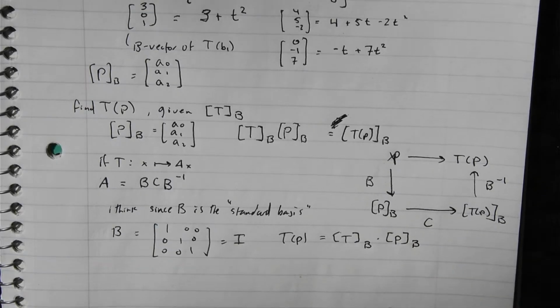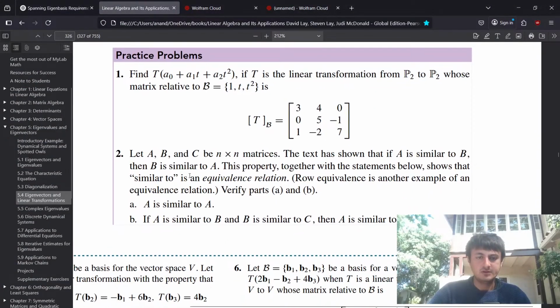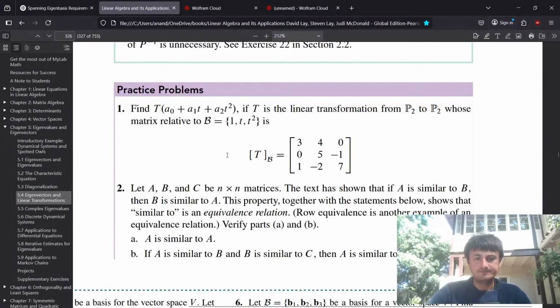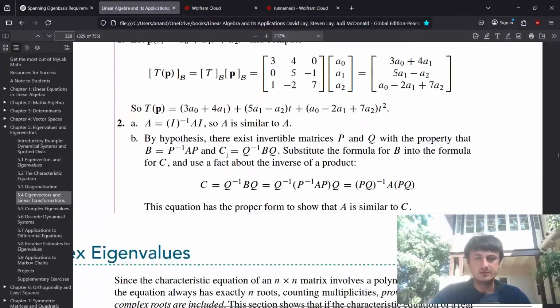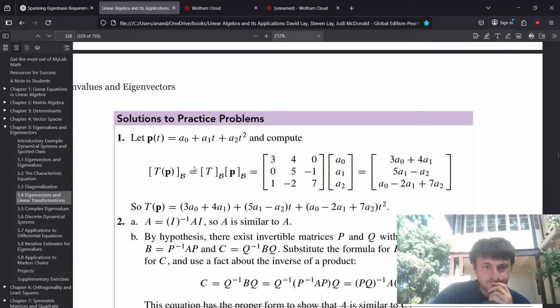This is a good example because it didn't actually require a lot of random stuff, but it was insightful. So let's just look at the answer. Cool.